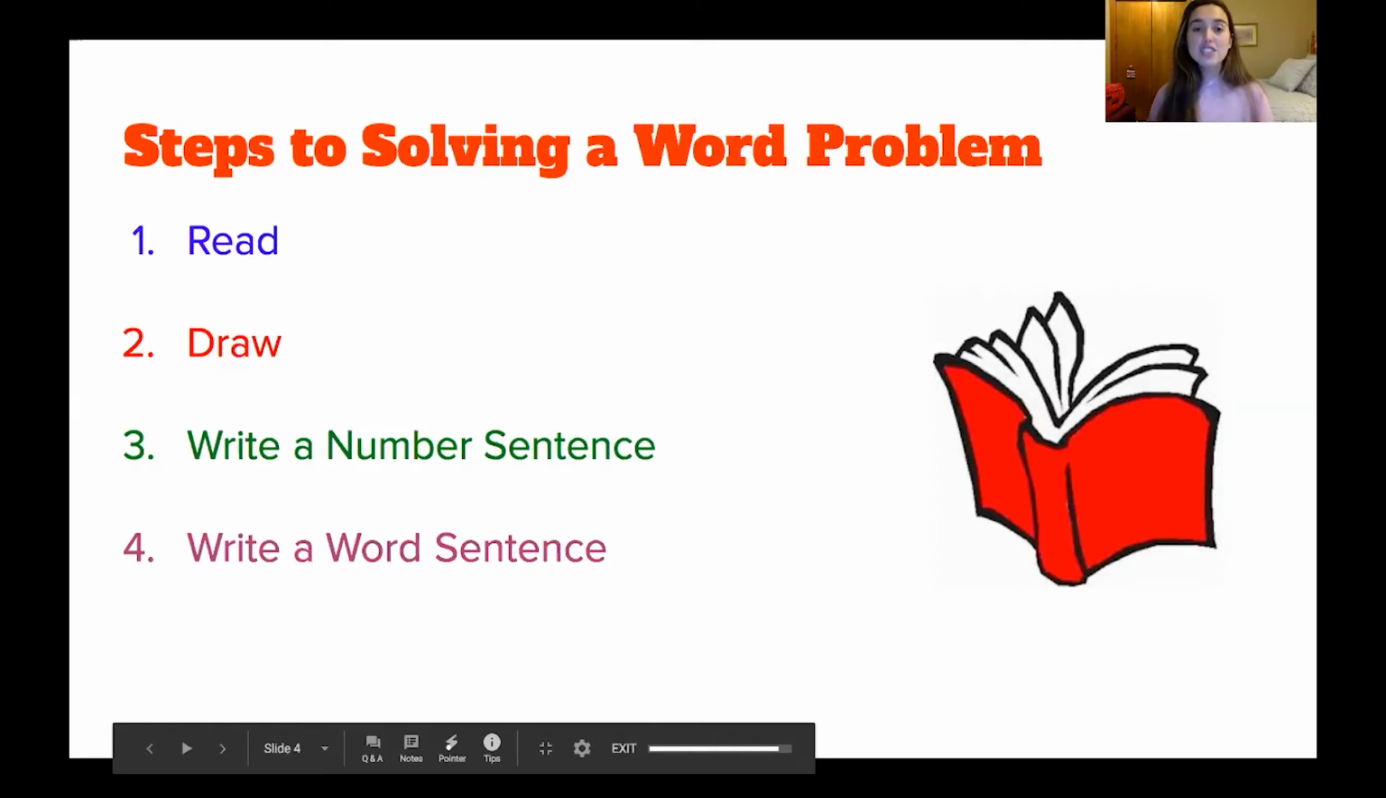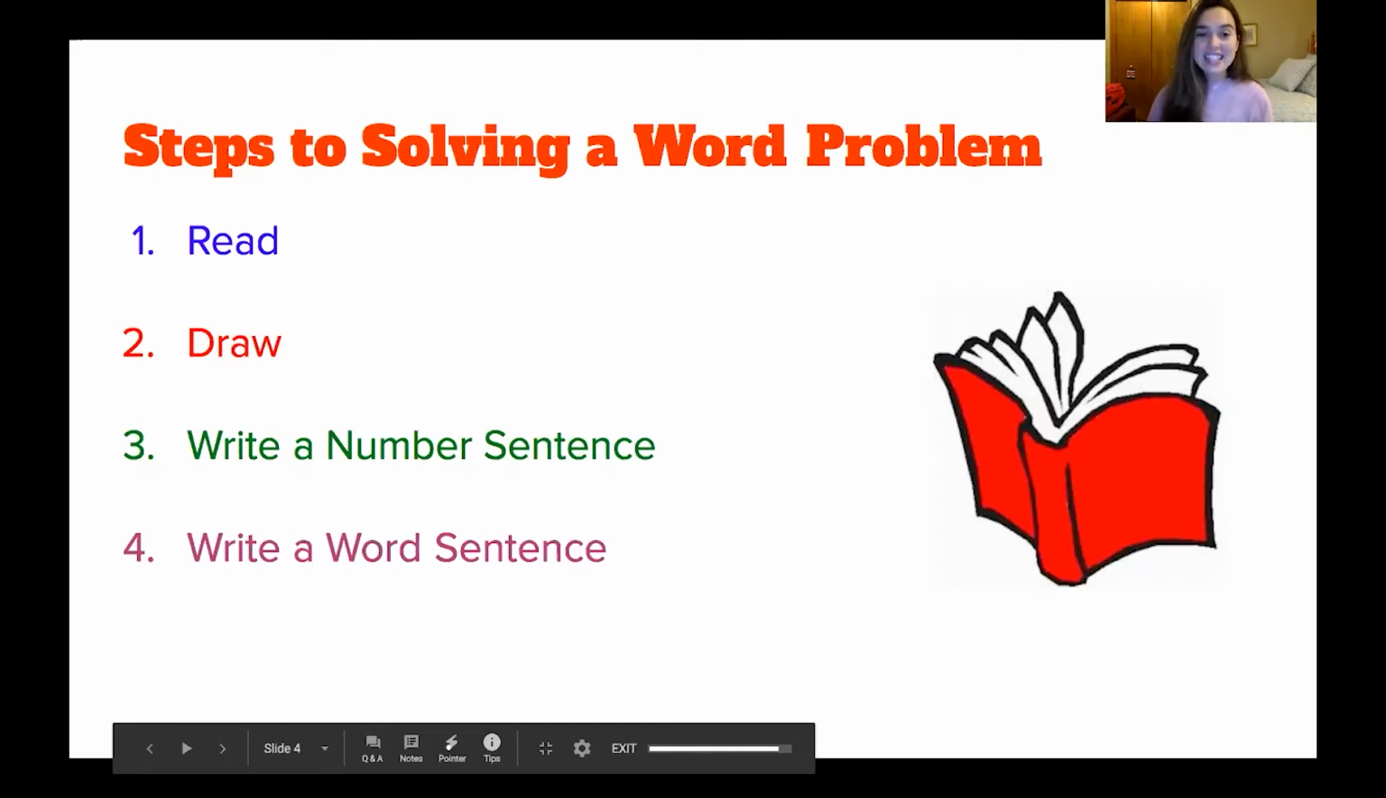So the very first step is to read the word problem. I know that that sounds like, of course, that's the first step, but that is the first step. And it is important that you take that step seriously and read very carefully. And the reason why we do that is because in word problems, there can be information that we don't need or maybe we do need. So when we take our time in reading it, we get to see exactly what the important information is in that word sentence. That's why it's important to read it carefully.